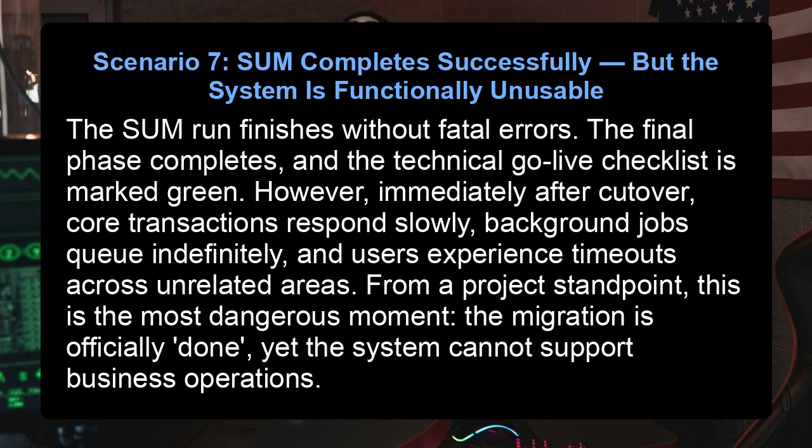Scenario 7. SUM completes successfully, but the system is functionally unusable. The SUM run finishes without fatal errors. The final phase completes, and the technical go-live checklist is marked green. However, immediately after cutover, core transactions respond slowly, background jobs queue indefinitely, and users experience timeouts across unrelated areas.